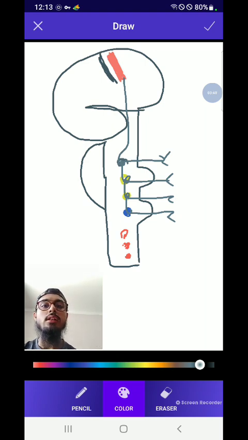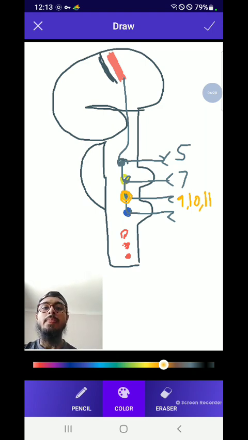The first nerve is cranial nerve 5. What is the name of this cranial nerve? It's the trigeminal nerve, which has three branches: ophthalmic, maxillary and mandibular. Second one, this is the seventh cranial nerve. The seventh cranial nerve is the facial nerve. Then this nucleus is a combination of more nuclei, so it innervates more cranial nerves: cranial nerve 9, 10, 11. All these cranial nerves are supplied by this nucleus, which is in the brain stem.